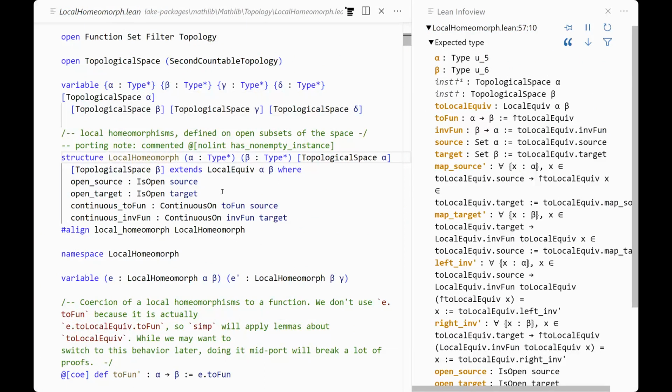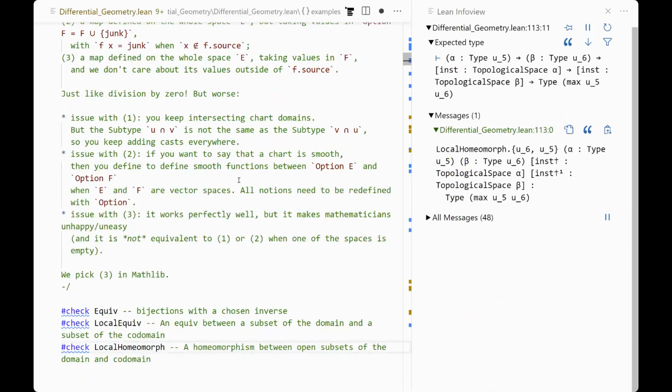Yeah, so this continuous-on predicate says that the function is continuous when restricted to that subset of your domain. So that is sort of the first design decision that might be a bit controversial.